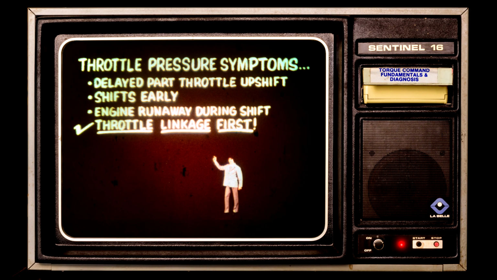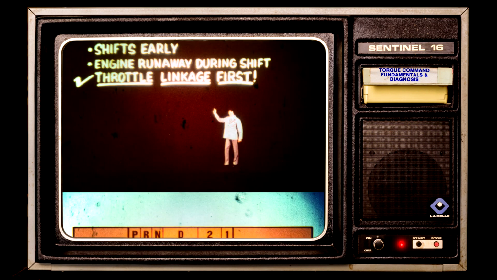Symptoms that would make throttle pressure suspect are delayed part throttle upshift speeds, shifts too early in relation to vehicle speed, or engine runaway during upshift or downshift. Be sure to check the throttle linkage. If you cannot correct throttle pressure symptoms, it may be necessary to adjust throttle pressure at the valve body.